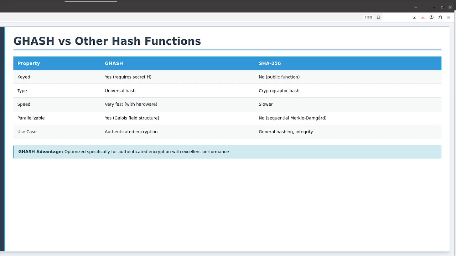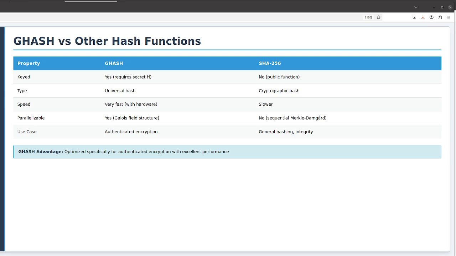Third, GHASH is extremely fast, especially with hardware support. On modern CPUs with AES-NI and PCLMULQDQ instructions, GHASH can process data at multiple gigabytes per second. SHA-256 is slower, even with hardware acceleration. This speed makes GHASH ideal for high-throughput applications like network encryption.